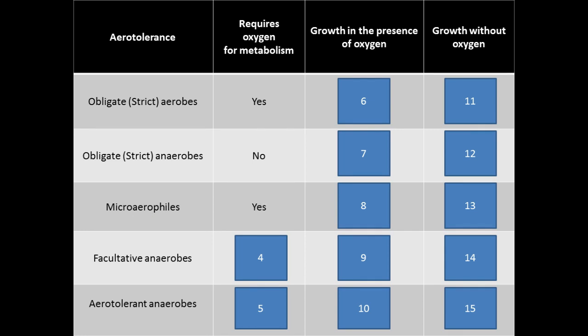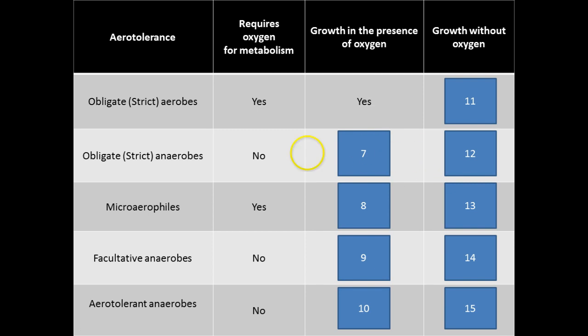Microaerophiles, yes, but small concentrations of it, right? Facultative anaerobes, do they require it? Do they have to have it? No, right? As their name implies, they can grow anaerobically. Aerotolerant anaerobes, do they require oxygen? No, they don't use it at all. Growth in the presence of oxygen. So obviously aerobes require it, have to have it, so they're obviously going to grow in the presence of it.